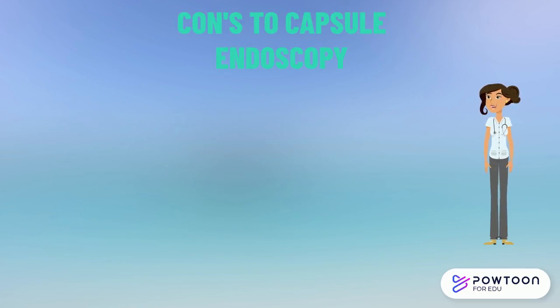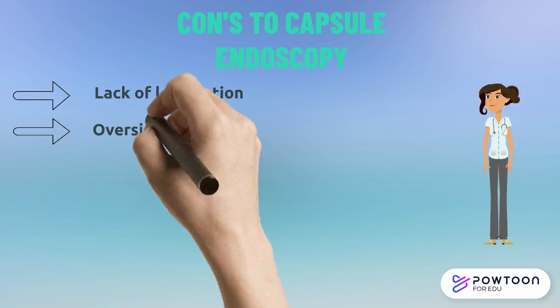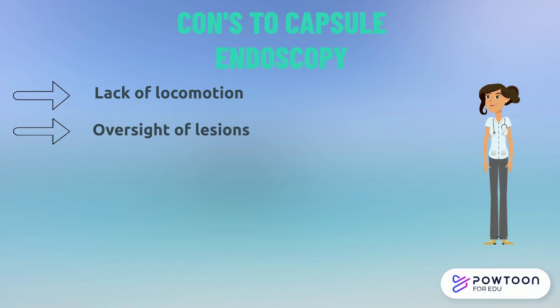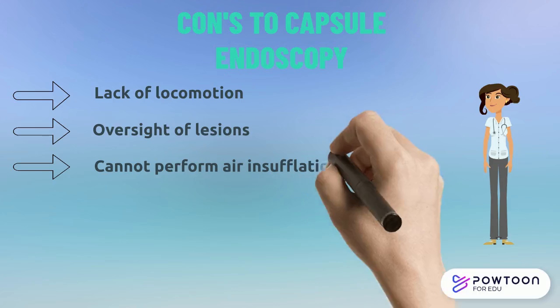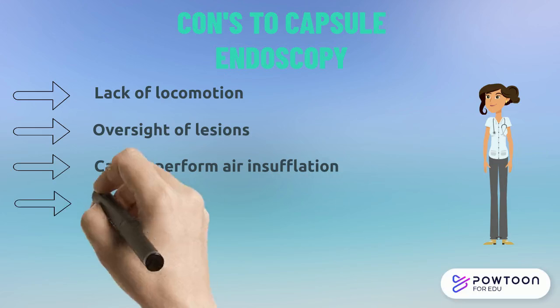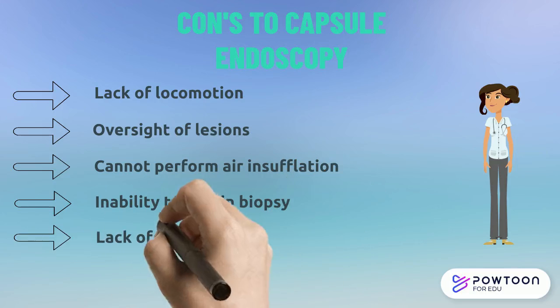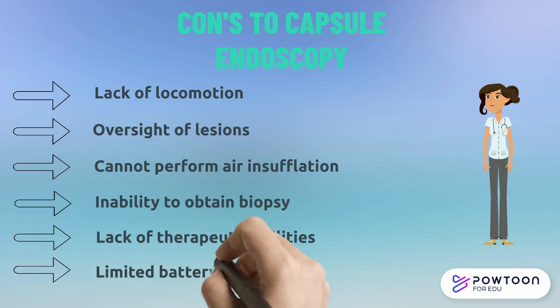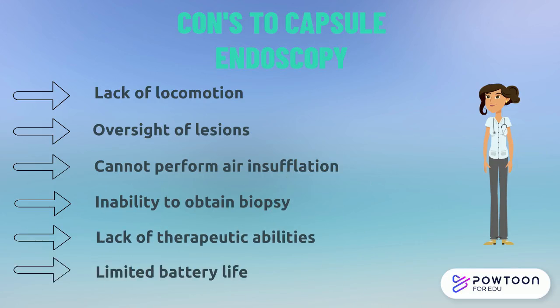While there are many pros to capsule endoscopy, there still remain limitations. Capsule endoscopy lacks the ability to control locomotion, specifically through the gastrointestinal tract. There may be oversight of lesions in the small bowel, impairing visualization due to food material or bubbles. Capsule endoscopy cannot perform sufficient air insufflation, which is a technique used to obtain greater scope and better visualization in conventional endoscopy. Capsule endoscopy also lacks biopsy and therapeutic abilities, and with a limited battery life, the capsule may become depleted before the examination is complete.